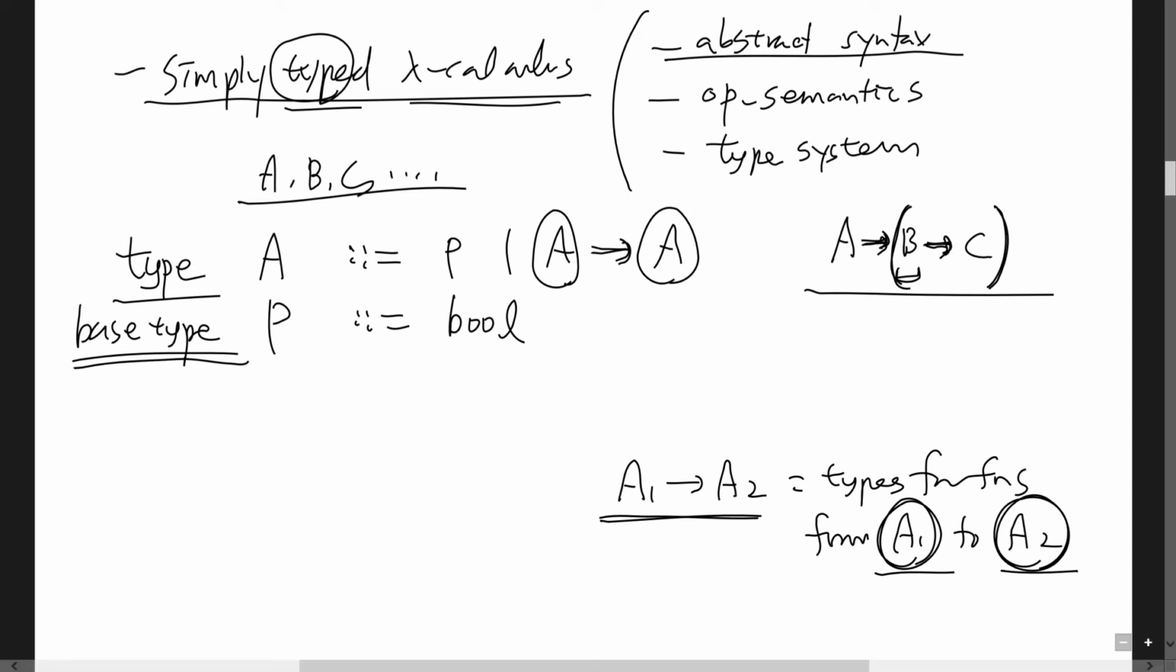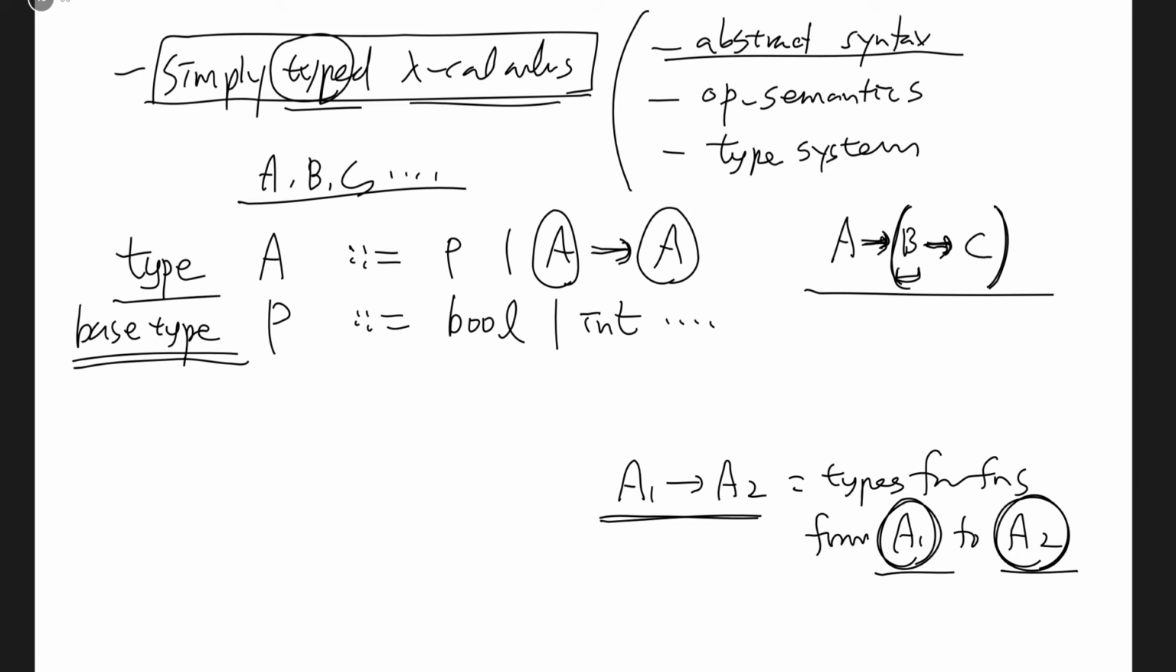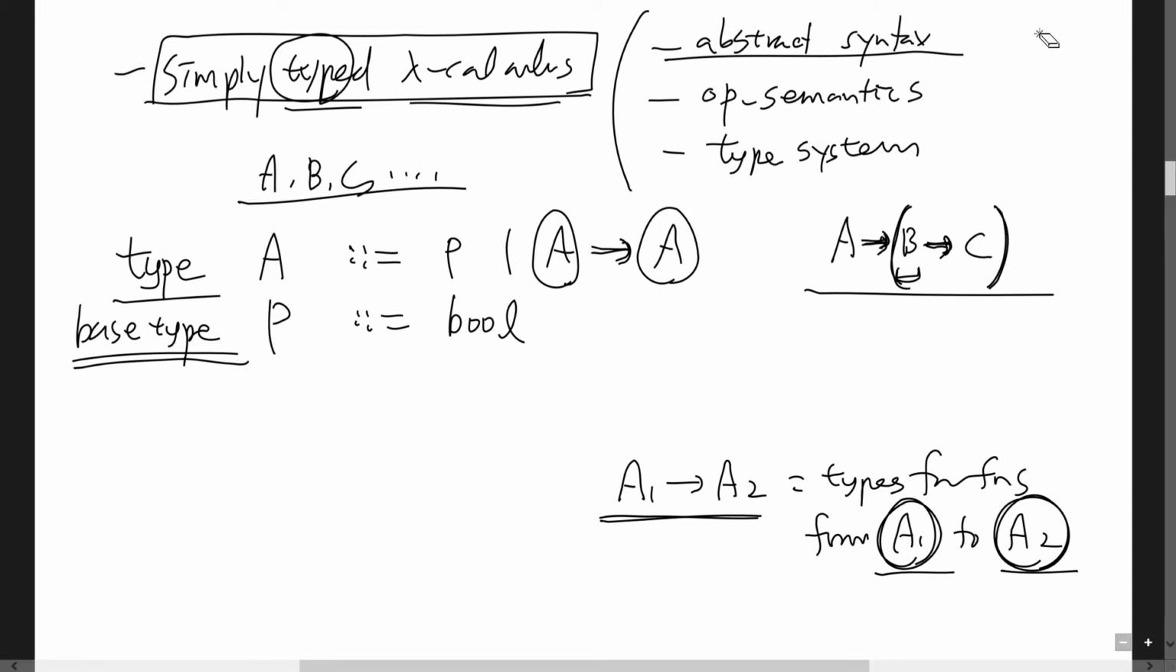In that sense, this language is extensible. Later, if there is a need for integers, we can introduce a new base type, something like this. But for this lecture, we will use this base type bool only. Next, we need to define the syntactic category expressions. And for expressions, we inherited the three constructs from untyped lambda calculus: variables, lambda abstractions, and applications.